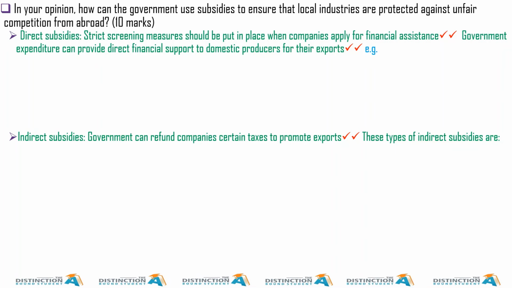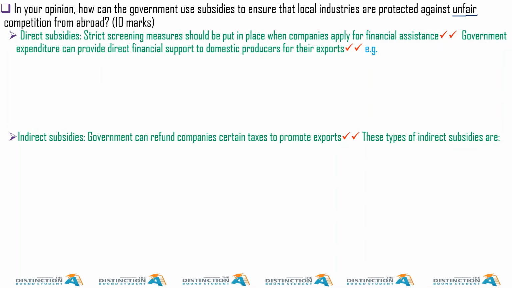In your opinion, how can the government use subsidies to ensure that local industries are protected against unfair competition from abroad? It's funny to use this word unfair. All right. Direct subsidies, and then indirect subsidies. Okay, here, just think of anything that government can actually do to subsidize an industry, and subsidies will make production cheaper. Like, whatever it is that you're producing, it will make it cheaper. Government is paying on our behalf.